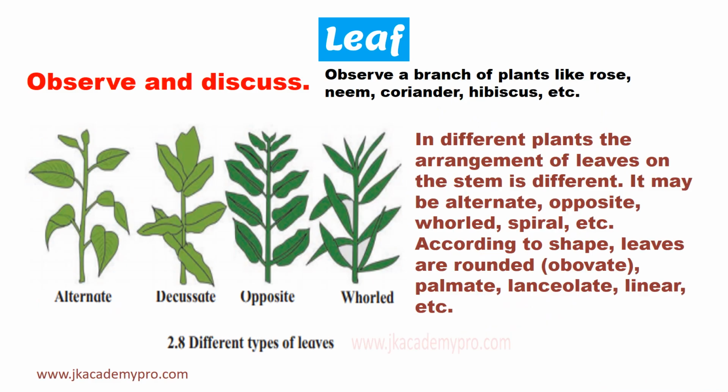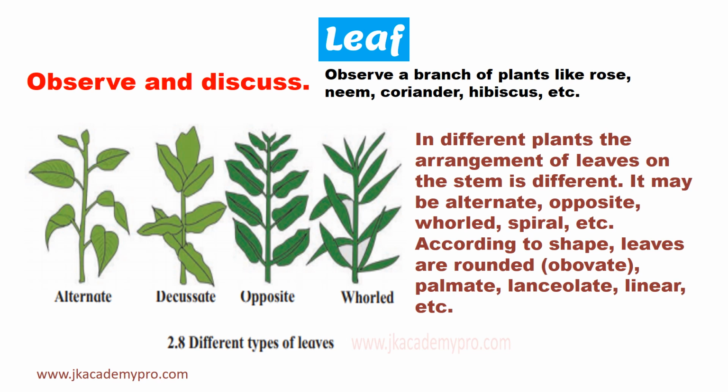Do this activity. Observe a branch of plants like rose, neem, coriander, hibiscus, and many other plants that are there in your surroundings. In different plants, the arrangement of leaves on the stem is different, so you have to notice it very carefully. It may be alternate, that is, one this side, one that side. It could be opposite, okay? It could be whorled. Whorled means going round in a circle. Or spiral. Spiral is again round but like a spring-like structure.